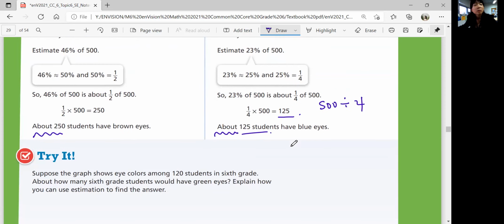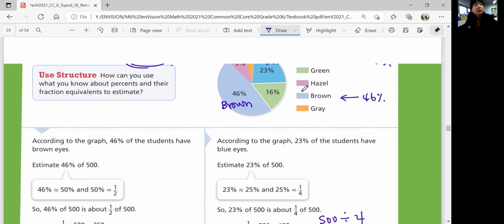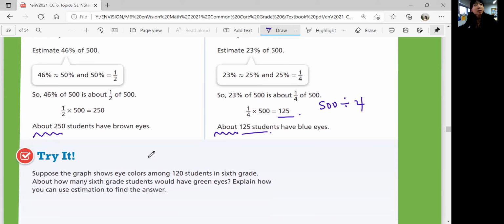Try number 1. Suppose the graph shows eye colors among 120 students in 6th grade. About how many 6th grade students would have green eyes? Explain how you can use estimation to find the answer. Okay, see if you can do this by yourself. Come back when you're ready for answers. So suppose this graph shows eye colors among 120 students instead of 500 students. Okay, so 120 students now.